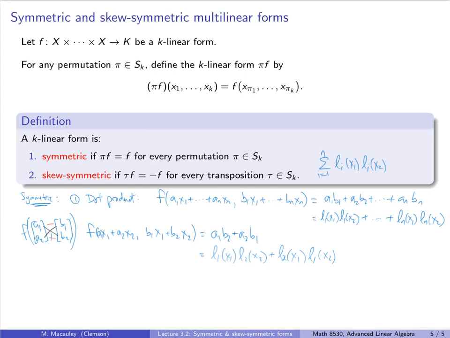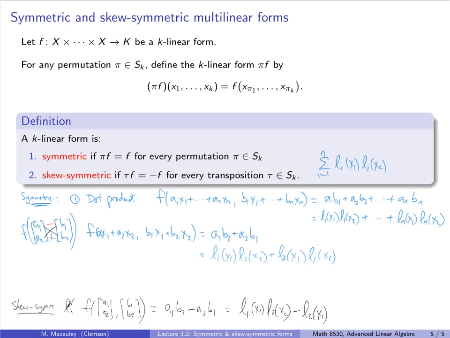Let me modify this to get a skew symmetric bilinear form. If we change this plus here to a minus, f of (a1, a2) and (b1, b2), I think this is a little bit easier to visualize, is a1 b2 minus a2 b1. So in general, this is L1 of x1 times L2 of x2 minus L2 of x1 times L1 of x2. And once again, this holds not just for the specific Li's that are the dual basis vectors, but for any linear functions. If I replace these L1s and L2s with the general L and M, this will be skew symmetric as well.